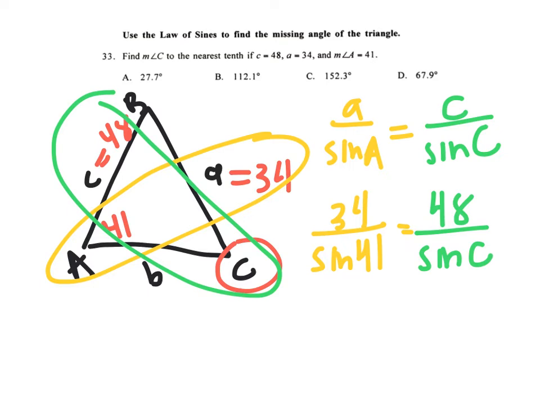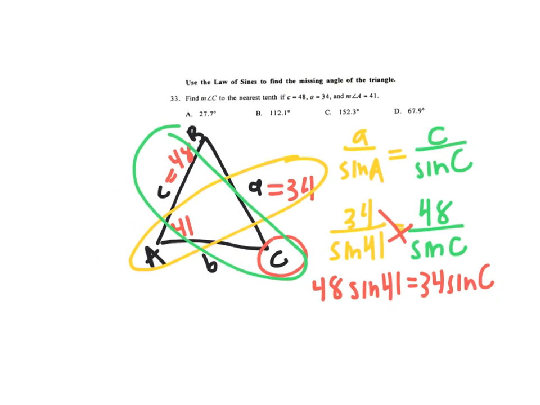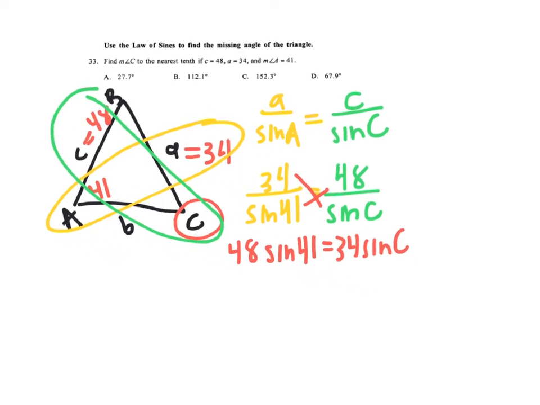Again, just like the last problem, we're going to cross multiply. So I'm going to do 48 times the sine of 41, and we're going to do equals 34 sine of big C. Now we're trying to get rid of 34 so we can get sine of C all by itself. So I'm going to go ahead and divide both sides by 34.